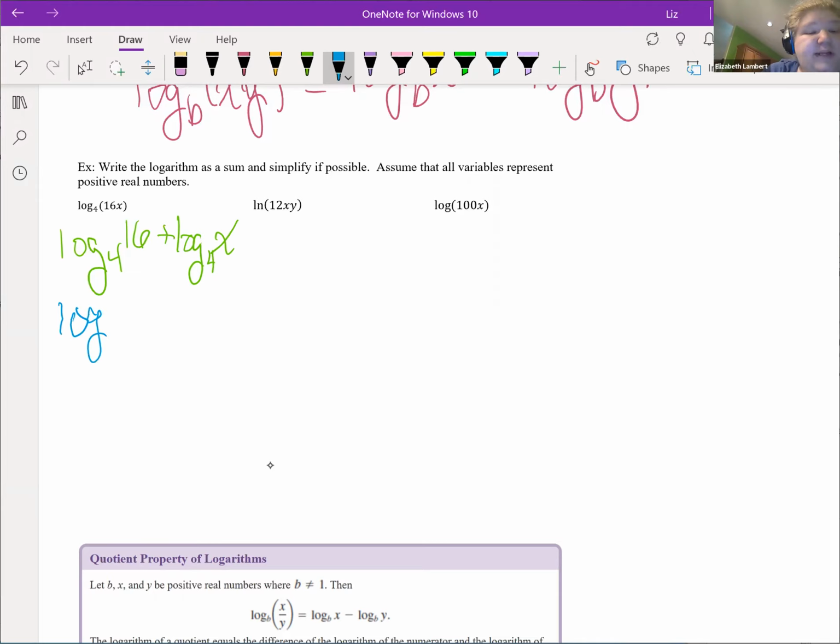So this is where I break it down and think, all right, what do I know about 16 in relation to 4? I do know 16 is 2 to the 4th, wrong 4, with 4 as the base, what is 16?